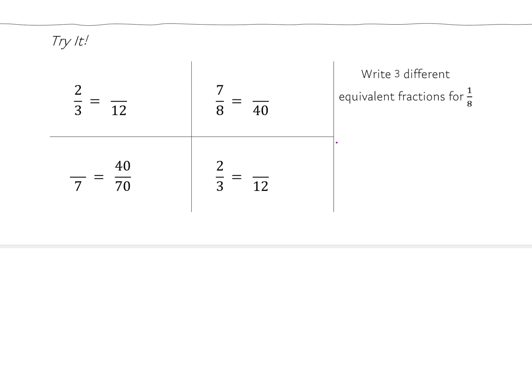I'm going to start here with the first problem. We have 2/3 and we want to rewrite it with a denominator of 12. Basically, we are taking the number 2/3.